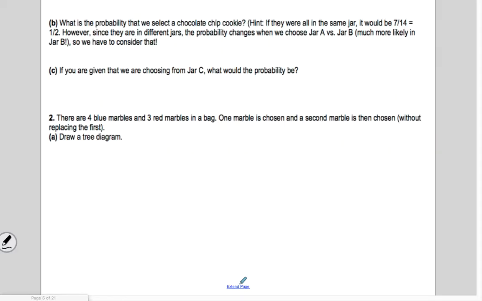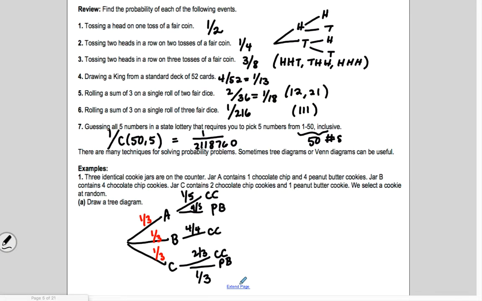So our question is, what is the probability that we select a chocolate chip cookie? Okay, so it says if they were all in the same jar, it would be 7 out of 14 because there's 7 chocolate chip cookies out of 14 total. However, since they're in different jars, we have to do jar A versus jar B and so on. So let's look at it. For drawing a chocolate chip cookie, how many different routes could I get chocolate chip? This route. What's the probability that I went this top branch? I would need 1/3 multiplied by 1/5. That's a 1 out of 15 chance that I choose that one cookie there.